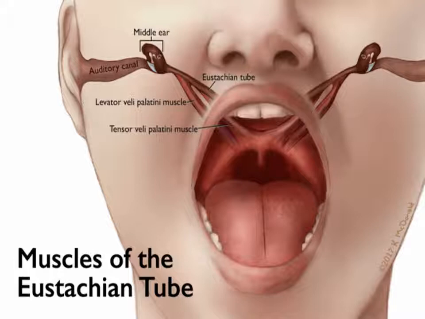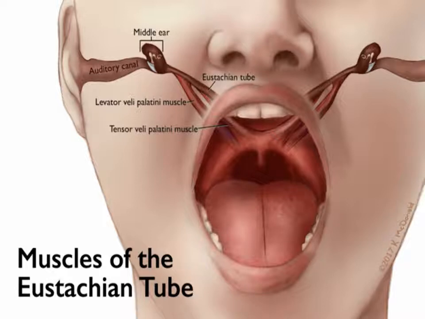Levator veli palatini elevates the soft palate and closes the pharyngeal isthmus. It also opens the auditory tube. And tensor veli palatini also tightens the soft palate, chiefly by its anterior part, and opens the auditory tube to equalize air pressure between the middle ear and the nasopharynx.